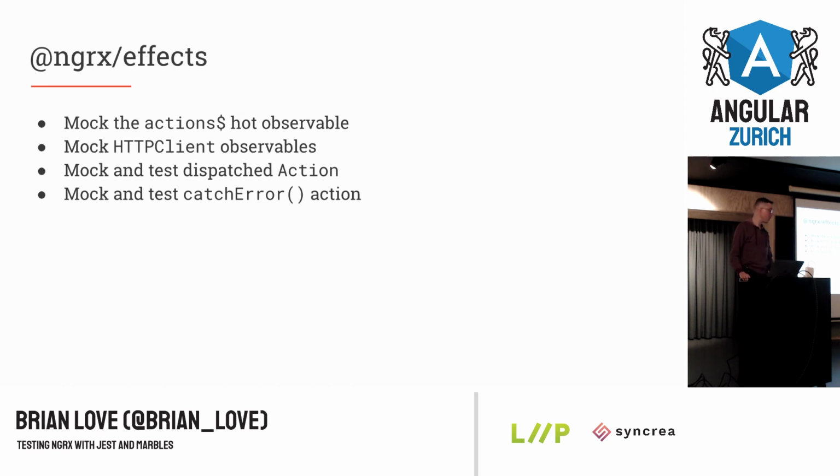actions. The next thing we want to do is we're going to mock out the HTTP client observables. So in most of my examples for testing NgRx effects, I'm dispatching a request using HTTP client. So we're going to need to mock that out as well because we don't want to actually make requests when we're testing. We'll also need to mock and test those dispatch actions. And we're also going to want to mock and test any sort of error handling using perhaps the catchError RxJS operator.